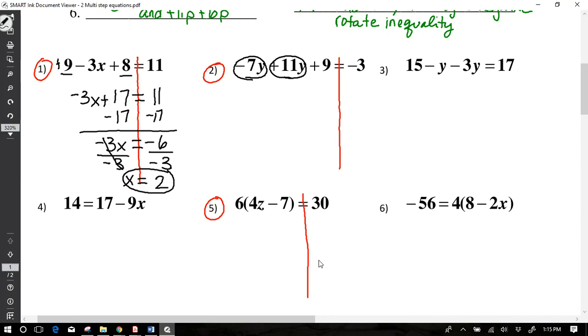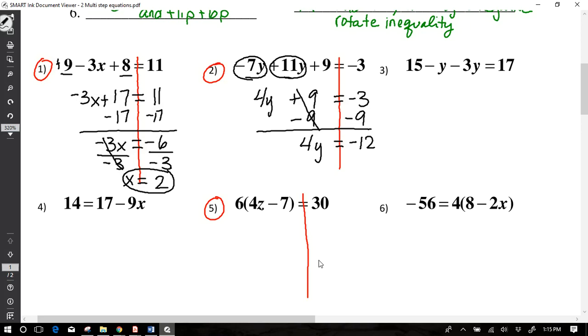Negative 7 plus 11 is 4, and then keep the y, bring down the plus 9, and bring down the negative 3. Now I'm ready to subtract, because that's the inverse of my constant term, which is plus 9. Those simplify to give me 0. And now I have 4y equals negative 12.